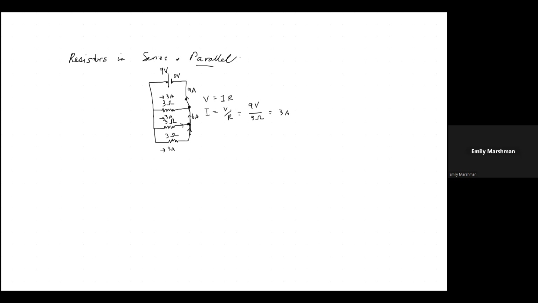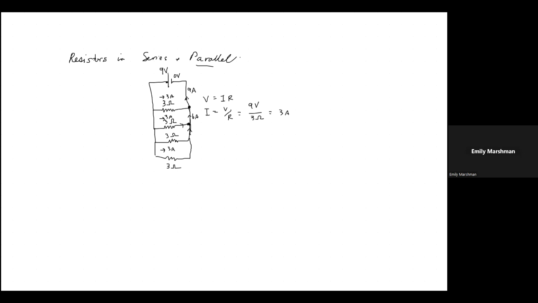If I added another resistor to this in parallel, and let's say it was a light bulb, and let's say it was a 3 ohm light bulb, what would happen? How would the brightness of the light bulbs change? Think about it for a second. The answer is that the brightness of all of these light bulbs would not change. They would all maintain the same brightness.